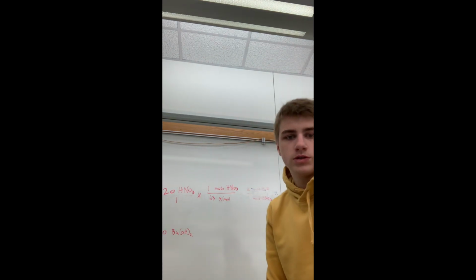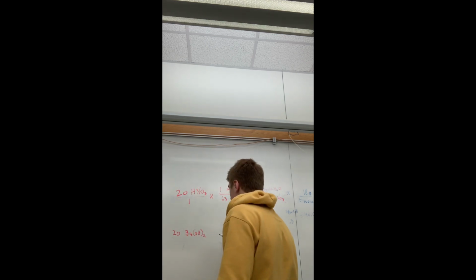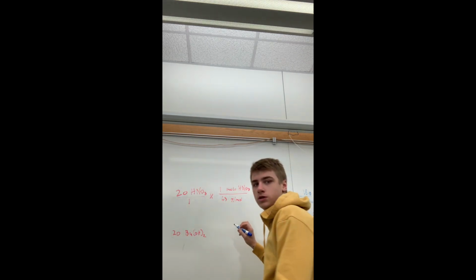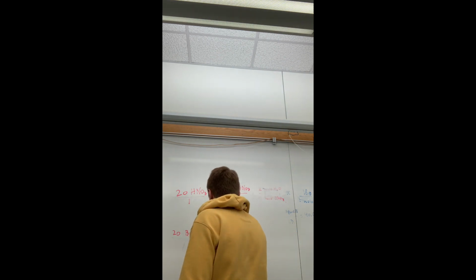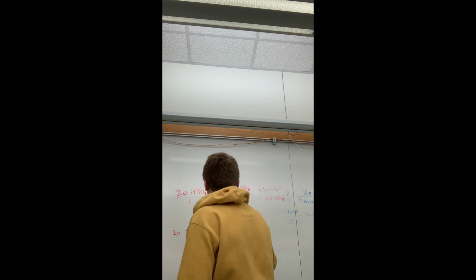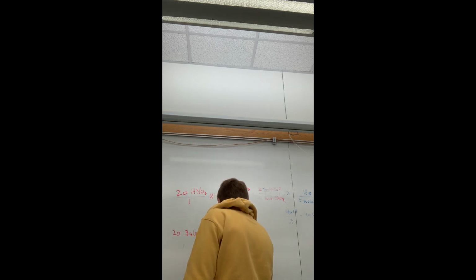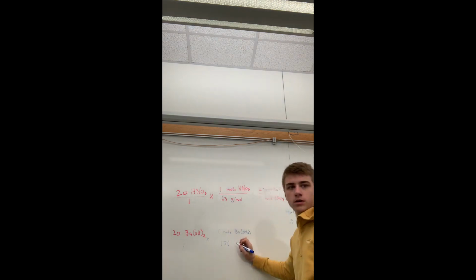So the first thing we're going to do is start it off just like we did the last one. Put this over 1. Then we're going to want to put this into moles. So the first thing we're going to do is put times 1 mole of Ba(OH)2, and then 1 mole of that is equal to 171 grams. There's decimal points, but I just cut it short.